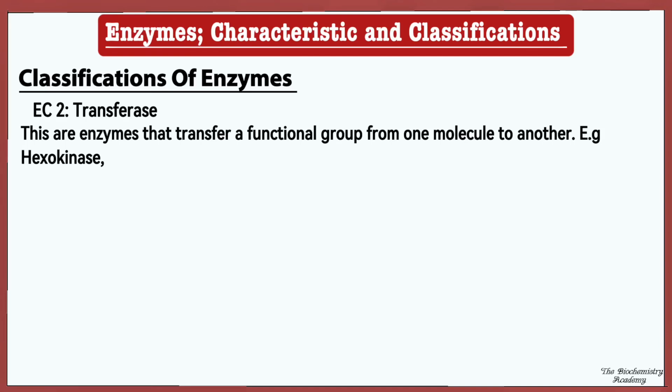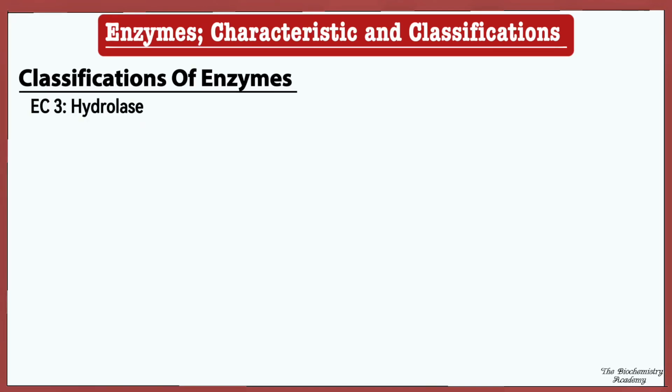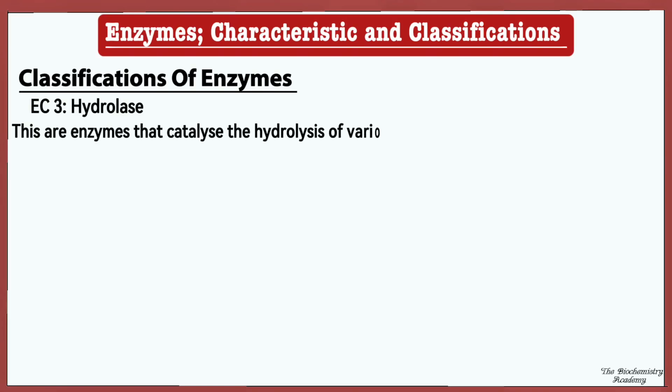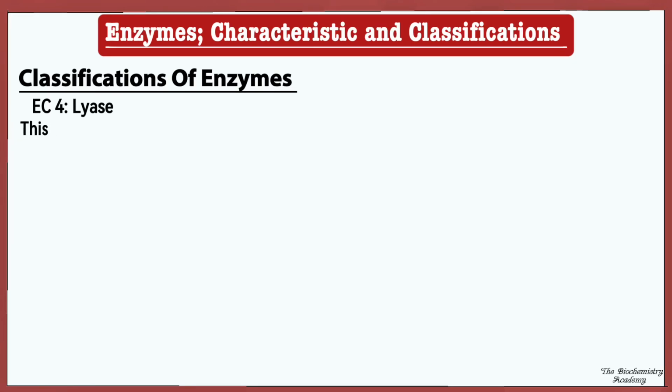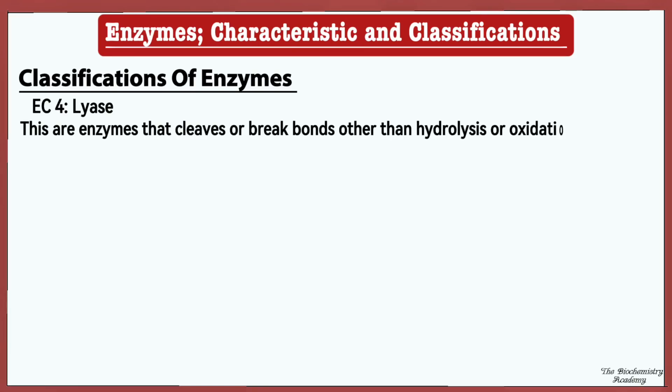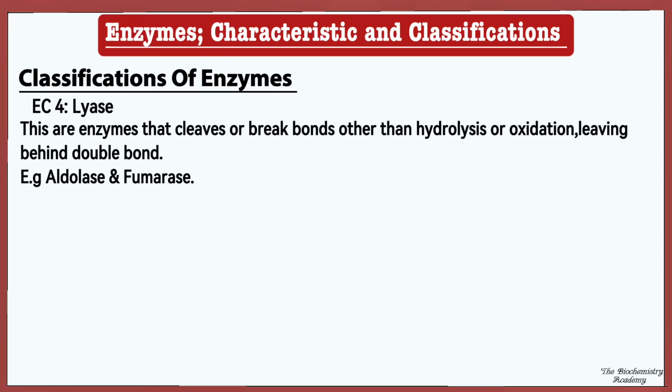Then let us look at the third classification, which is hydrolase. Now, these are enzymes that catalyze the hydrolysis of various bonds. It involves the breaking of bonds by the action of water, and examples of enzymes are lipase and amylase. Then let us look at the fourth classification of enzyme, which is EC4, lyase. Now, these are enzymes that cleave or break bonds other than by hydrolysis or oxidation. Without the addition of water, they break bonds, leaving behind double bonds.